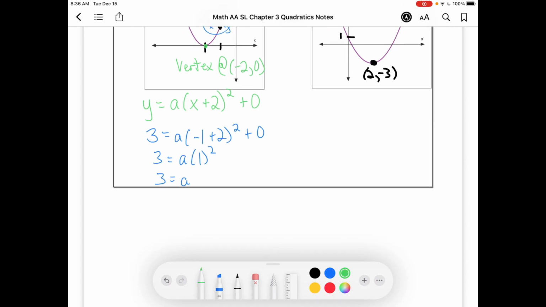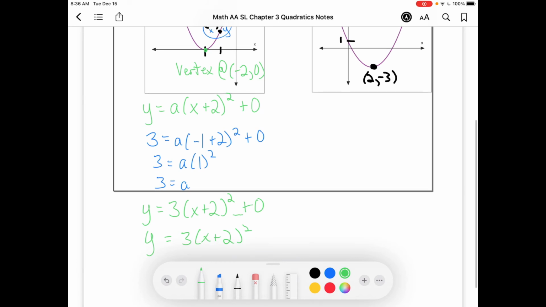So now we can write the final equation. This should be 3 times x plus 2 all squared plus 0, or just y equals 3 times x plus 2 all squared. You can go to your GDC and make sure that it is indeed a parabola with a vertex at negative 2, 0 that passes through negative 1, 3. And the question said write it in any form. Great. There's an any form.